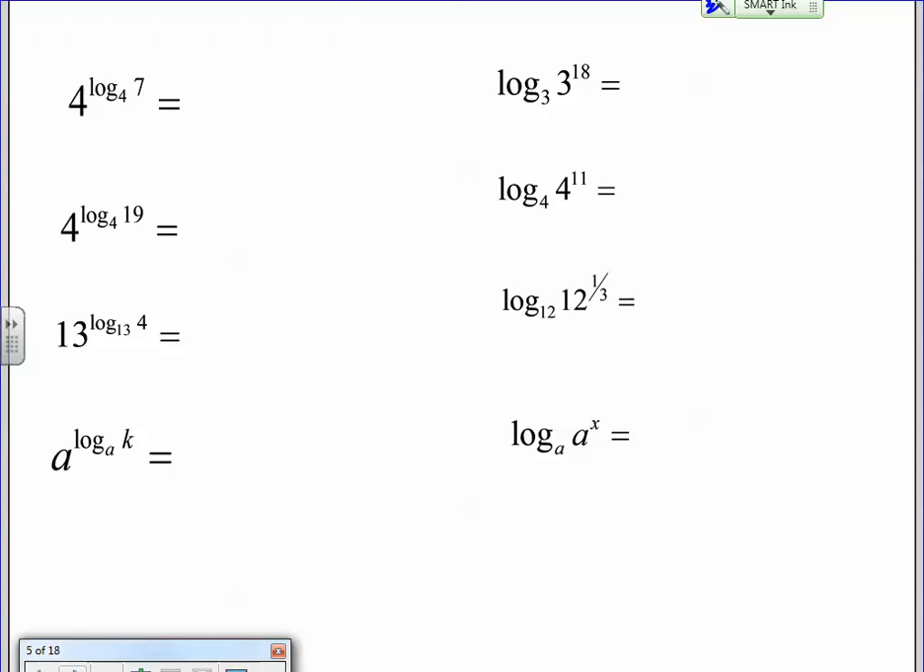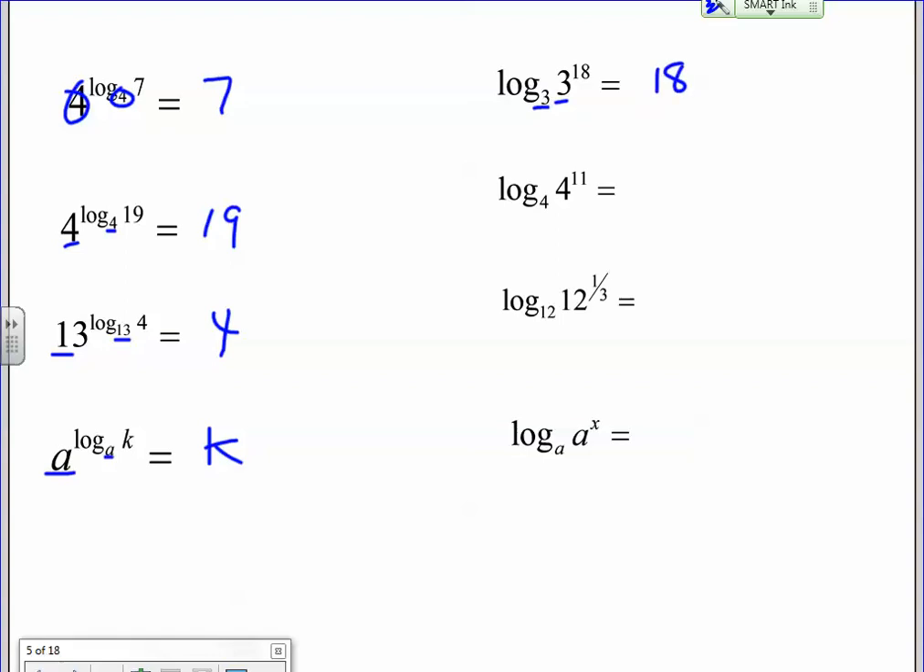Okay, so since these have the same base, the answer is going to be 7. Same base, 19. Same base, 4. Same base in the general form is going to equal k, right? They have the same base, they're going to be k. Back on this one, same base. The answer is going to be 18.